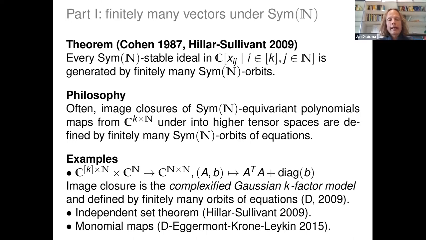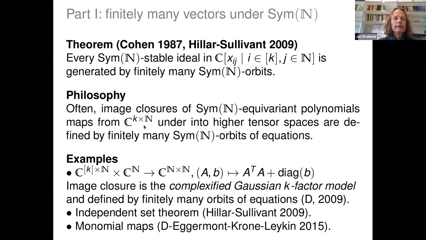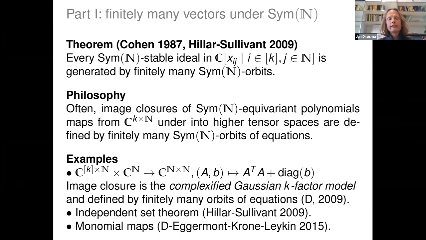And you can again describe this model as the image under some equivariant polynomial map from the space of k by infinite matrices into some space of tensors. And then slightly more generally, whenever you have a monomial map from this space over here into a space of tensors, which is Sym(N)-equivariant, then the image is in fact defined by finitely many orbits of equations. And not only that, in fact, its ideal is generated by finitely many polynomials.